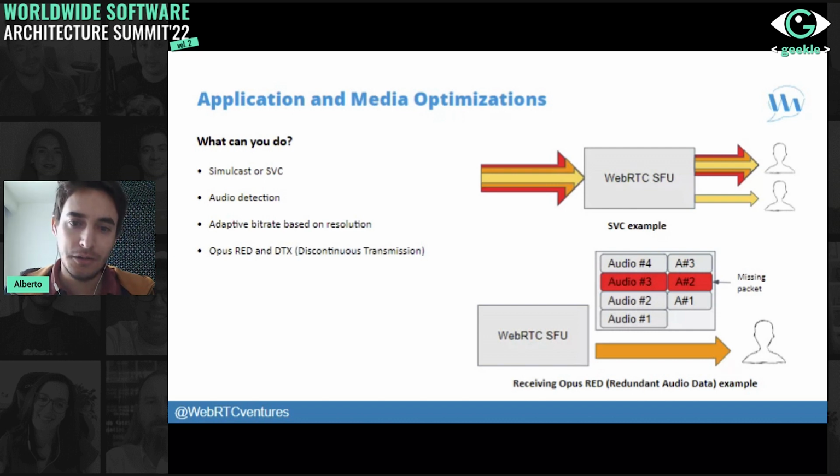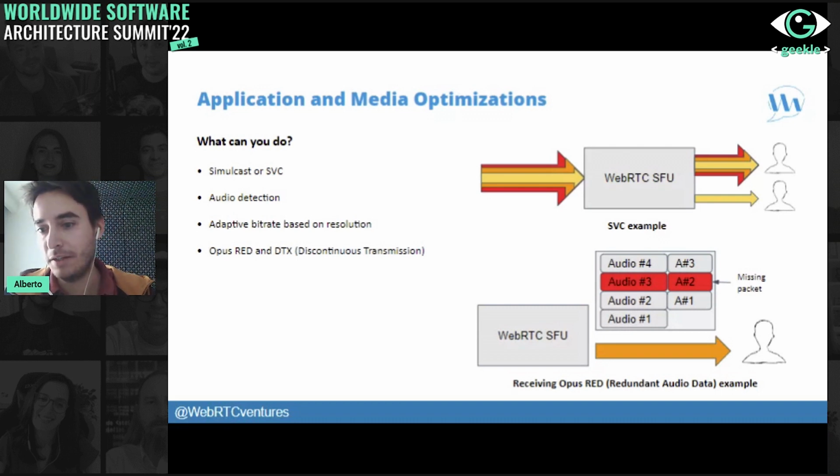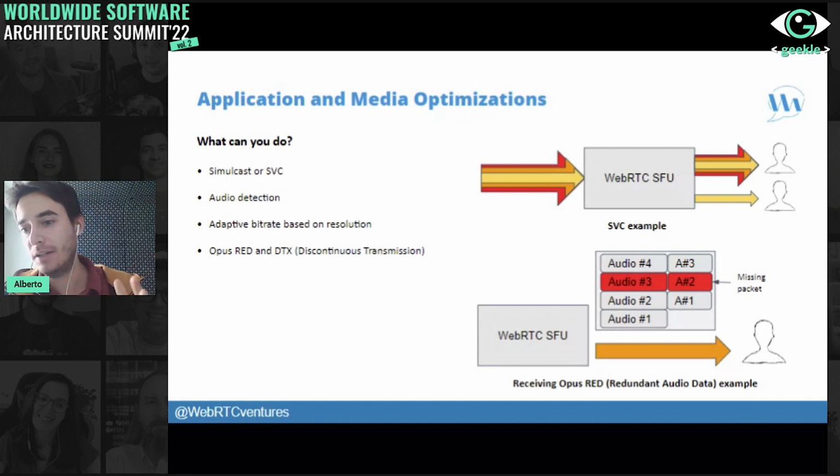Other pretty cool techniques are Opus RED and DTX. Those are techniques for audio optimization. Here I explain a little bit how Opus RED works. It is basically a technique of sending redundant audio. So you always send redundant audio in the next packet, so if there is a missing packet, we recover it just after. And it improves audio quality.